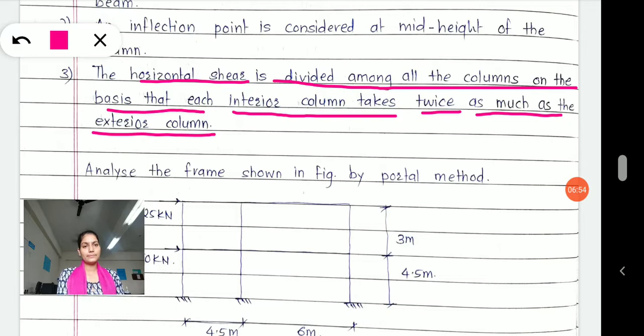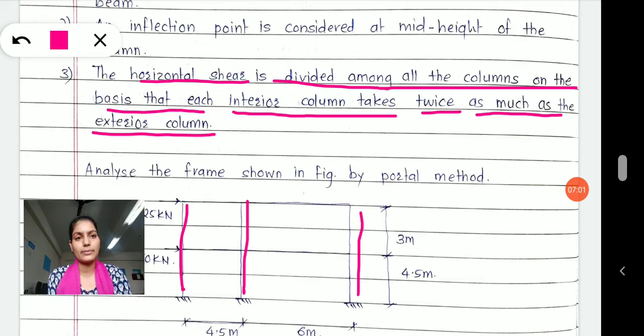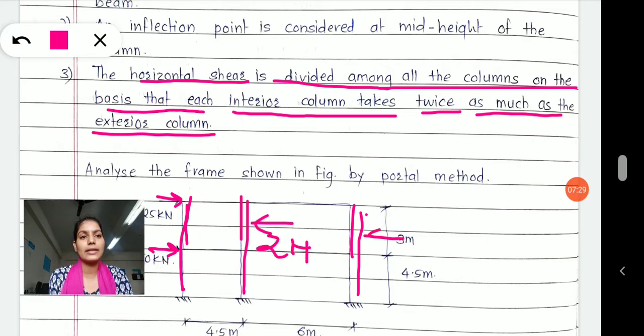What is it? This is my column, and these are the exterior columns. When I say horizontal, a lateral force is acting on my structure. Now I am taking the distribution of this lateral force within my structure. How am I taking it? I am distributing the lateral force into the exterior and interior columns. Interior columns will take twice of the exterior column.